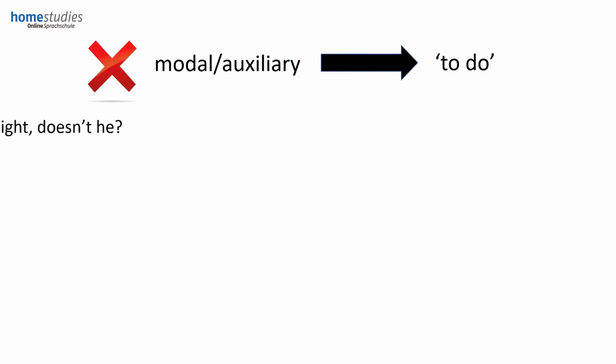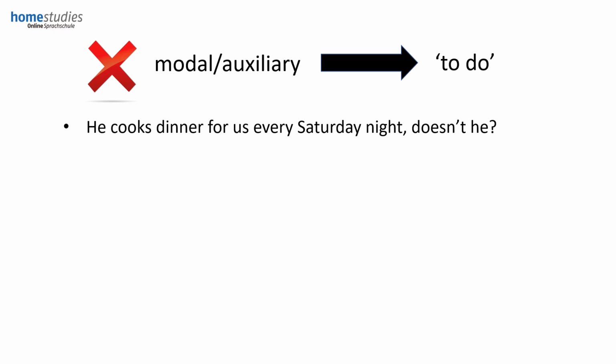Now, if there is no modal or auxiliary verb, then we're going to use to do in the question tag. So for example, he cooks dinner for us every Saturday night. So in the statement, there is no modal verb and there is no auxiliary verb. So in the question tag, we're going to use doesn't he. Now the statement is positive, so the question tag has to be negative.